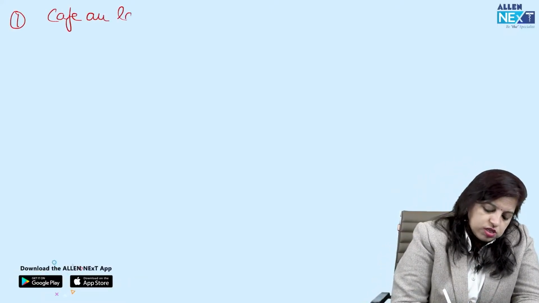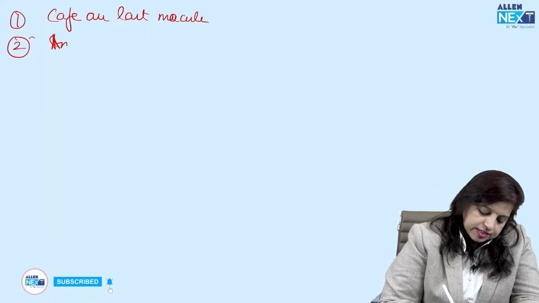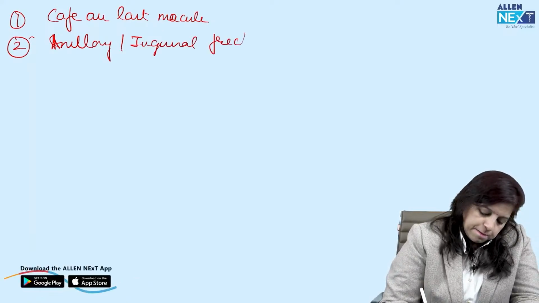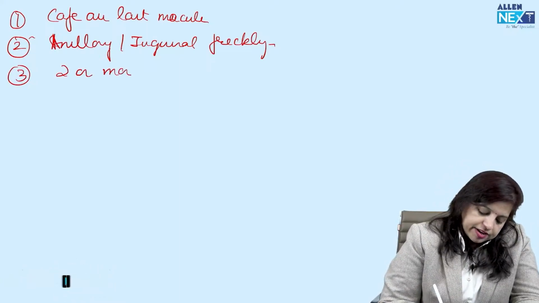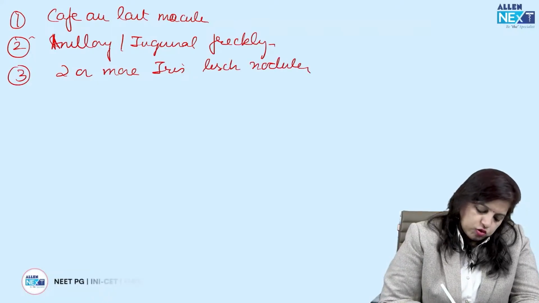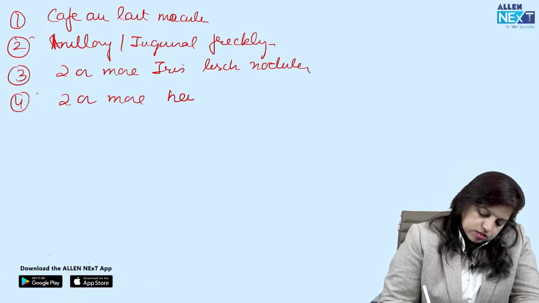NF1, we have the 7 criteria. We should know 2 out of 7 signs if present, they help in diagnosis. First is the presence of cafe au lait macules, right? Second criteria is axillary or inguinal freckling, right? Axillary or inguinal freckling. Then third criteria is 2 or more iris Lisch nodules, which are the hamartomas. Fourth criteria is the 2 or more neurofibromas.